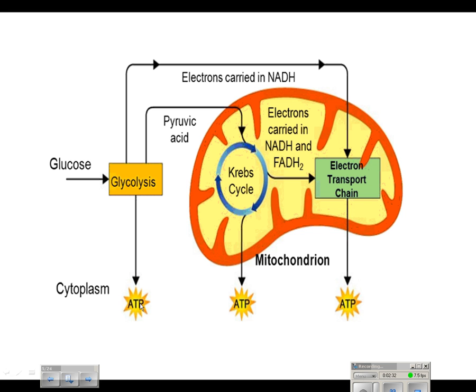That's going to produce some ATP. Then the products of glycolysis, pyruvic acid, are going to move into the mitochondria for the Krebs cycle, and that will produce some ATP, and then eventually they move on to the electron transport chain.